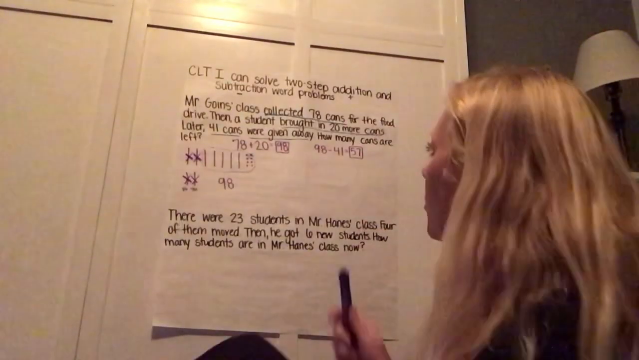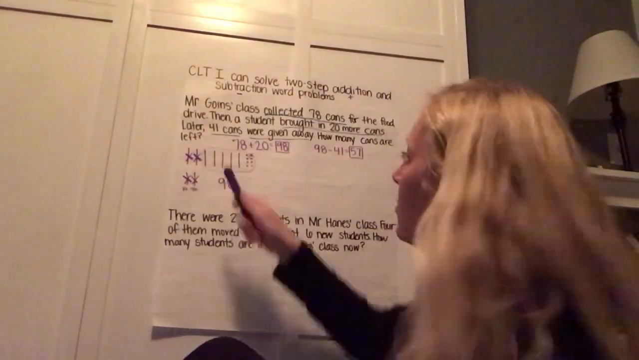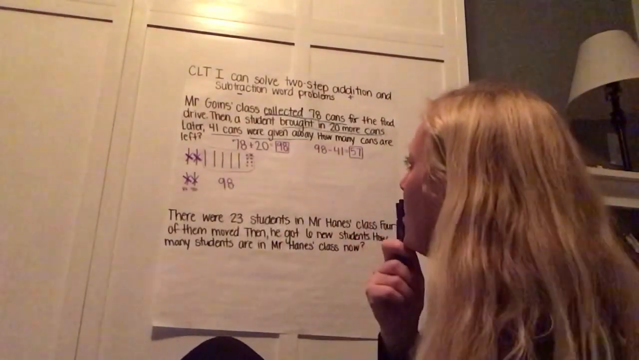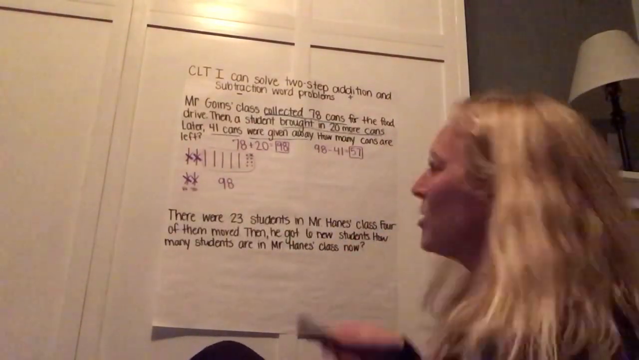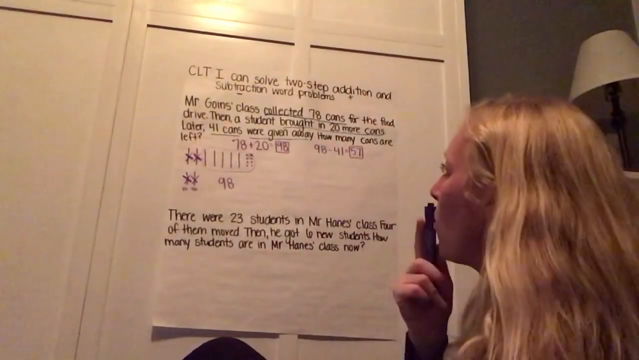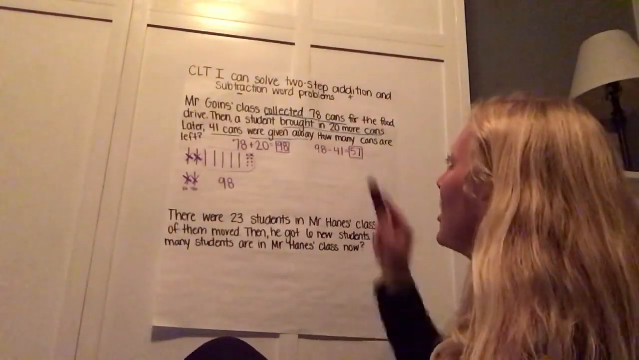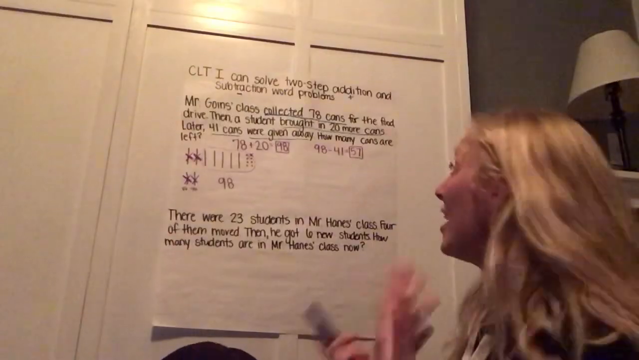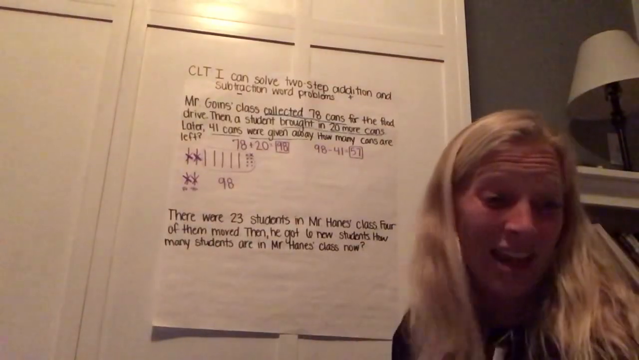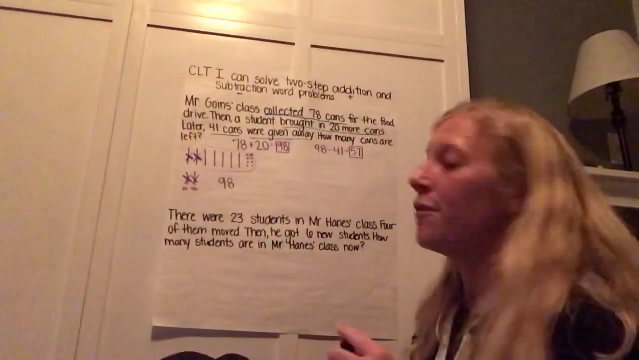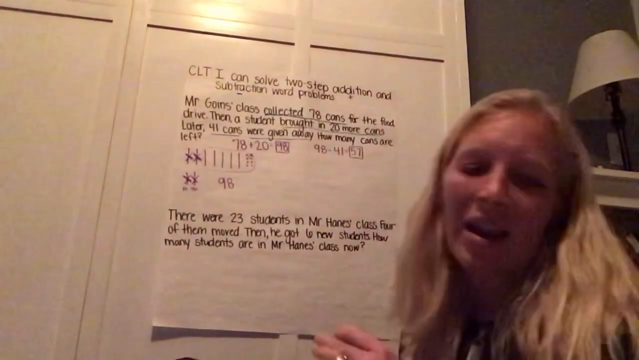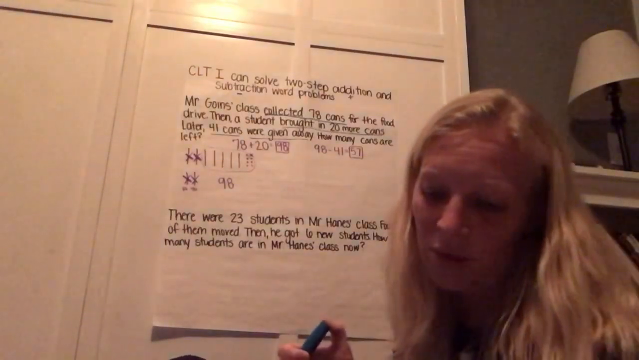All right, so our step 1 was that we had to add those 20. Step 2 was that we had to take that answer and take away 41 to find out how many cans were left. How many cans were left? 57. Now, some of you did it a little different way. Interesting. Can you talk to me about how you use the number line to help you solve this?